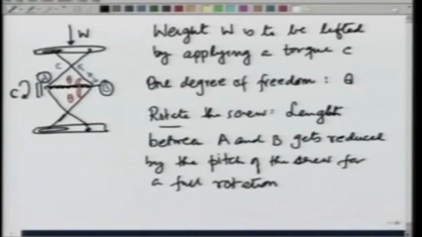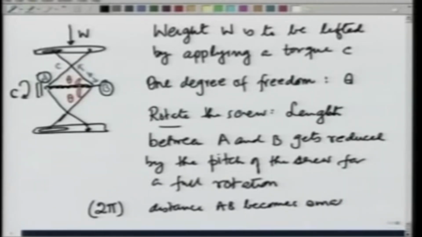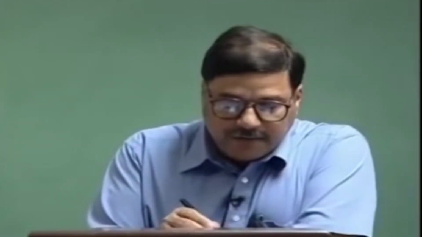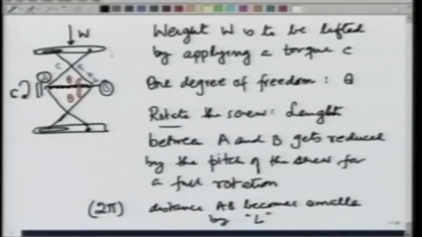So what is given: when I make a full rotation, that is 2 pi rotation, the distance AB becomes smaller by L, the length L, which is the pitch of the screw. When A and B come closer, this platform gets lifted because this point gets lifted.